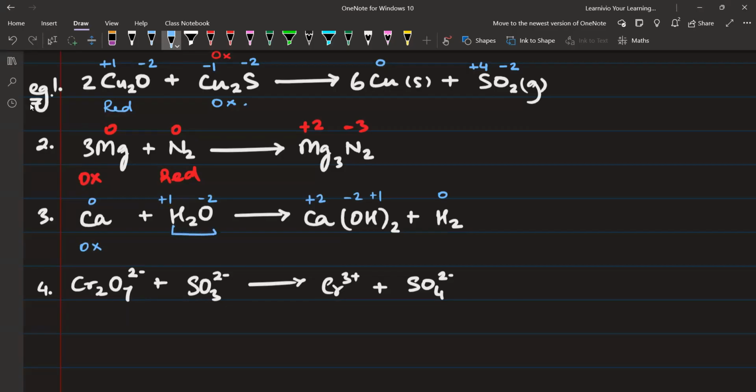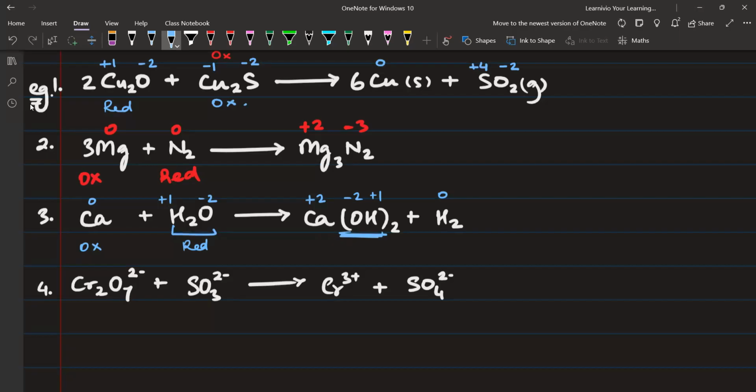What has happened to hydrogen here? If you look at H2O, the hydrogen is +1, and there is no change in oxygen, which is -2 in both. But there is hydrogen which has undergone reduction also. This has been reduced, because H2O has formed H2, which has gone to the oxidation state 0.